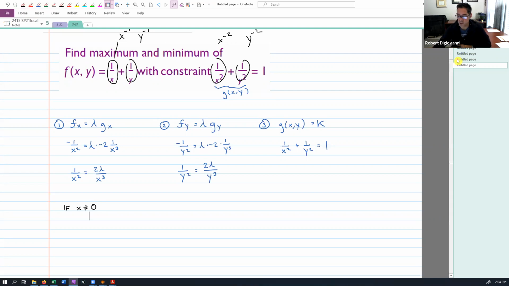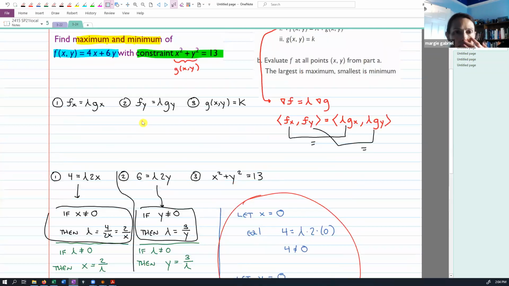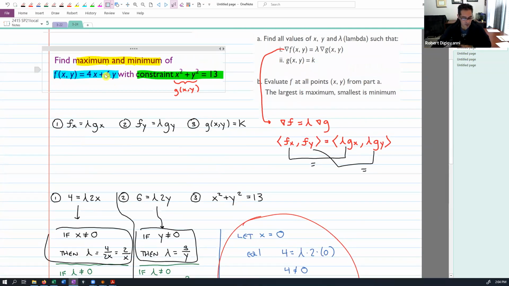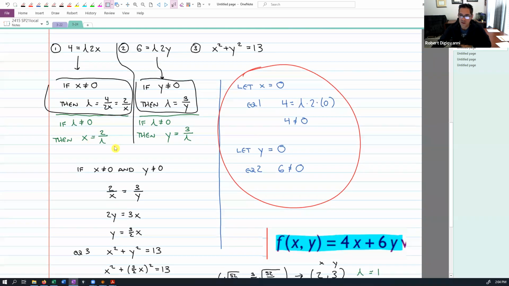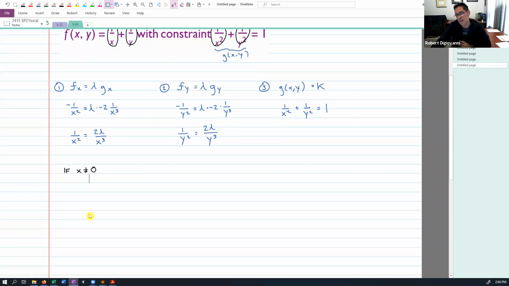And if you look back at the previous problems we did, we had to say it because, like here, 0 is in the domain of the original function. So I had to say if x is 0 or not 0, I had to be explicit about it. Here, because it's not in the domain, I don't have to. But we'll do it just to be thorough, okay? If x is not 0 and y is not 0, which we know it's not, then you can multiply this first equation both sides by x cubed. You get x is 2 lambda. And you can do the same thing on the second equation, right? And you get y equals 2 lambda.